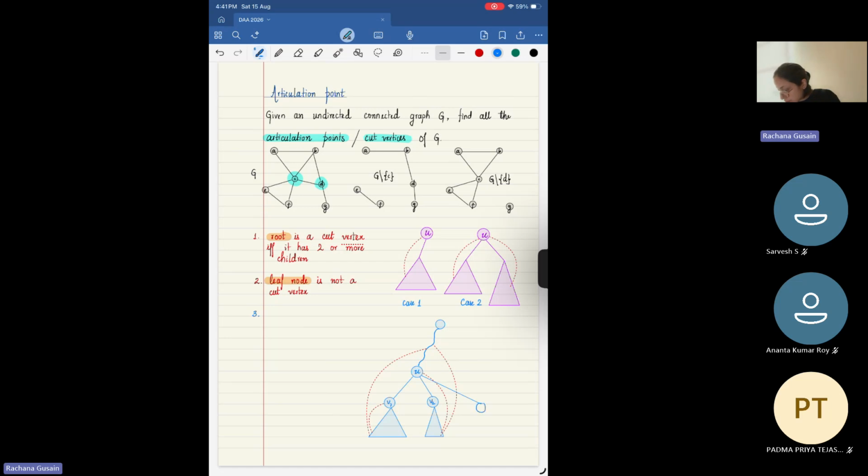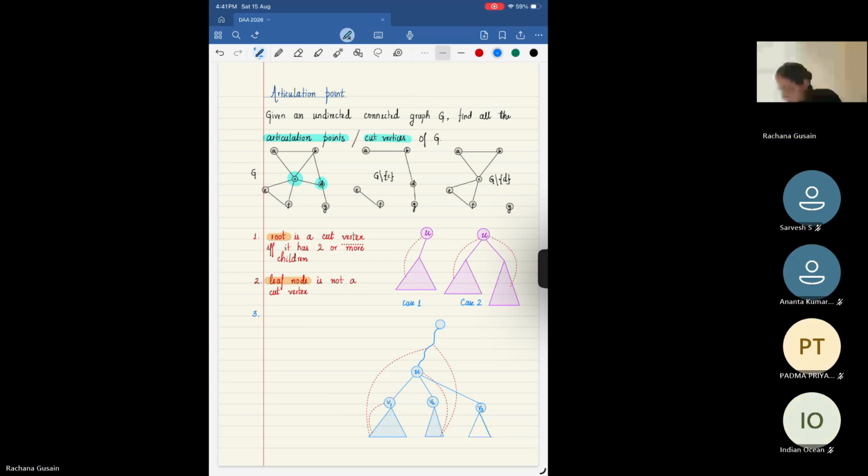Let's say V3. And again, it may have a non-empty subtree rooted at V3. Again, we notice all the back edges which are going from the subtree rooted at V3. And what we see is that the back edges are not going to any ancestor of U.